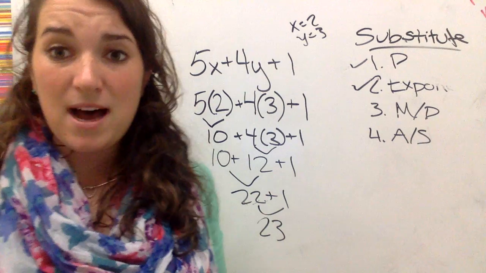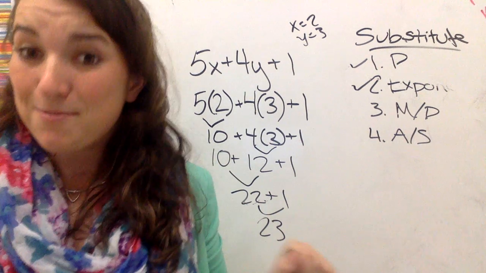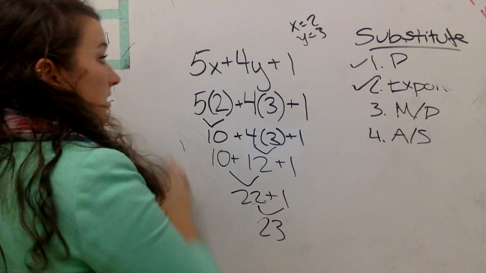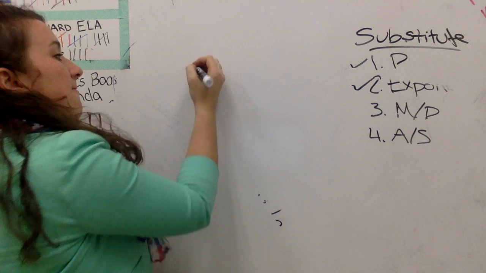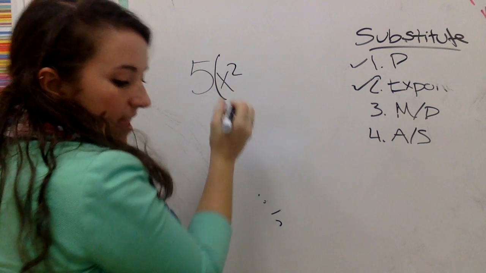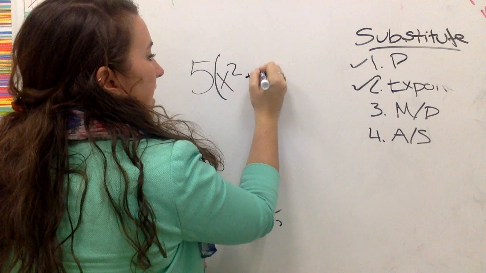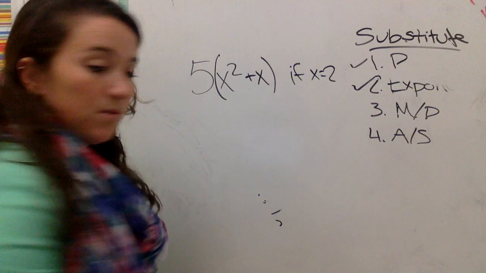Okay, again, if you need to pause the video to get all this down, you can, but I'm going to go through number 3 because number 3 is really tricky. Okay, so for number 3, I have x squared plus x if x equals 2.